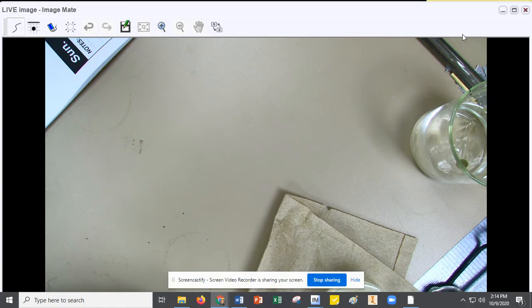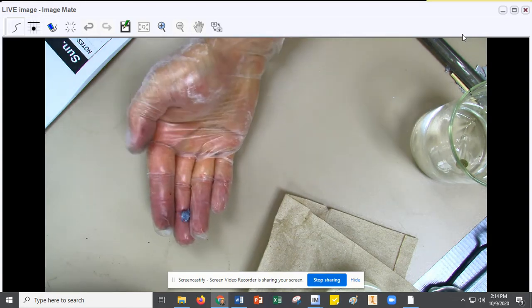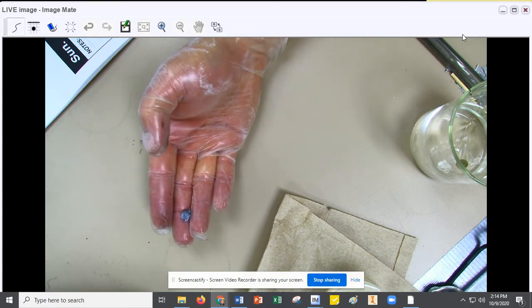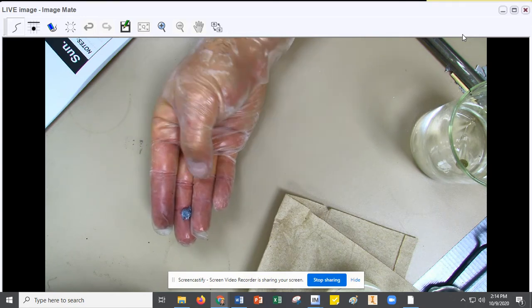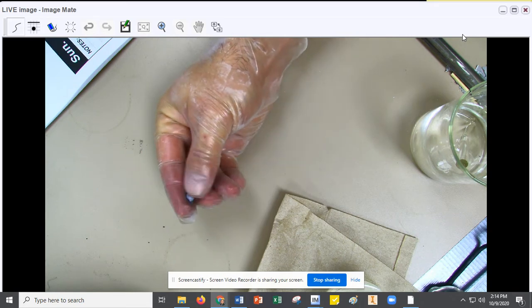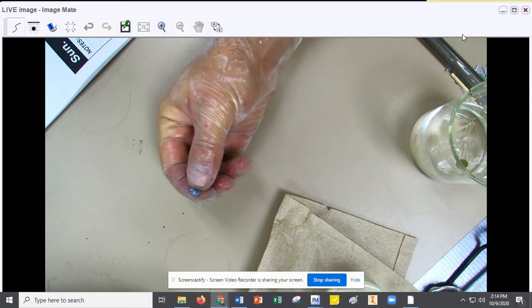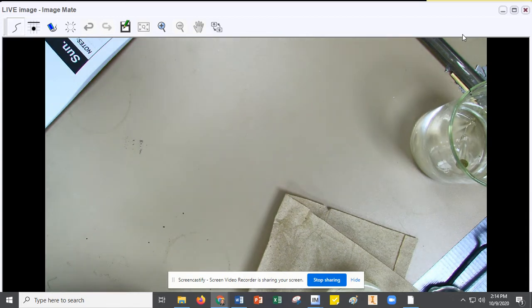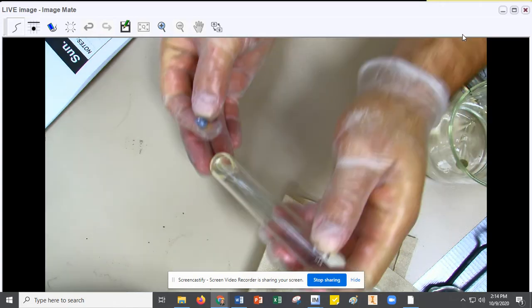For station 5, using a scoopula or forceps, take a small piece of zinc from the container and place it in a test tube, and then remove some of the liquid from the Erlenmeyer flask with a pipette and squirt it into the test tube. So I already have our liquid in the test tube right here.